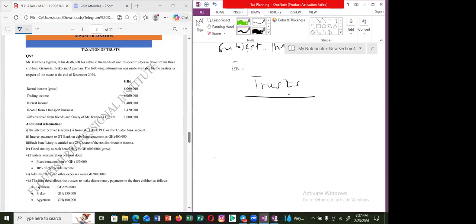VII. The trust deed allows the trustees to make discretionary payments to the three children as follows. Janwa, 250,000 Ghana cedis. Sir, please can you scroll? Oh, okay.